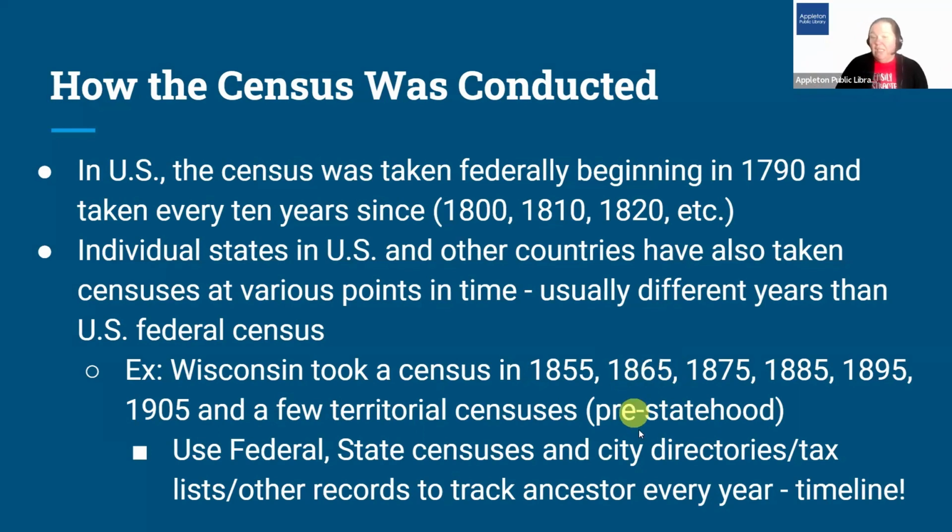Then I can also use city directories and tax lists or other records, like newspapers perhaps, which we're going to be talking about next month, where I can try to see if my ancestor is there every year and try to create that timeline for where they're living, what time period they're living in that area. So I can try to follow them year to year and know where to research them.